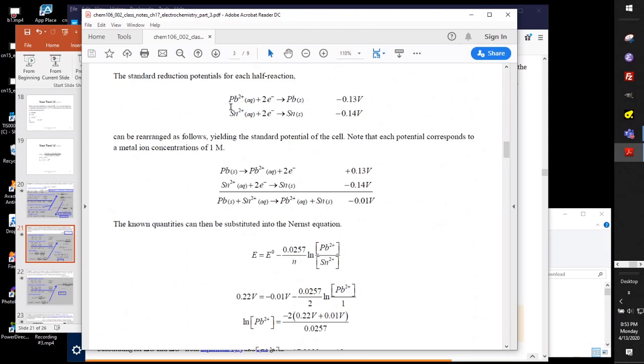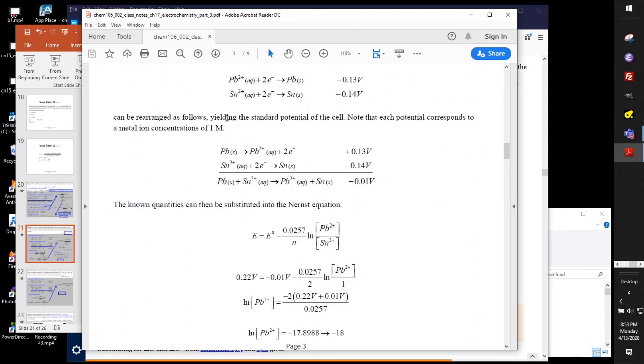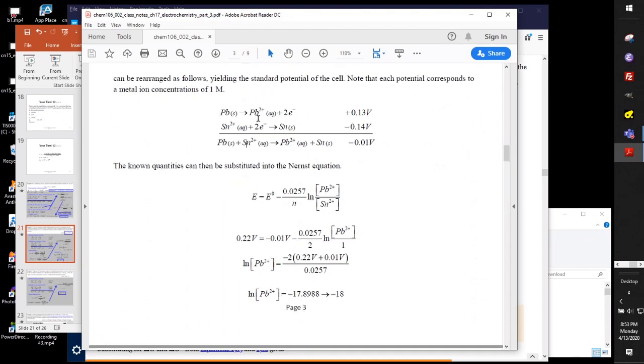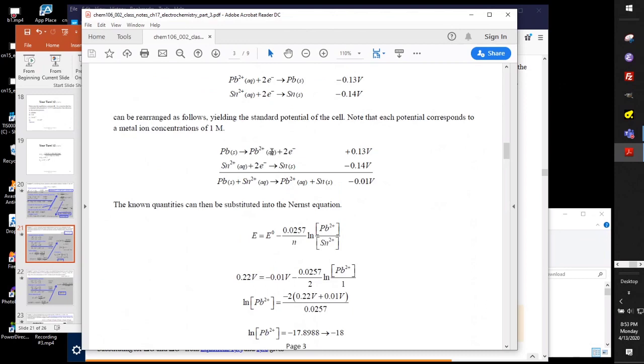Here are the standard reduction potentials for each half cell. So what we need to do is rearrange these in such a way that, let's see, we have lead. We're going to oxidize the lead, so that reverses the sign. We get plus 0.13 volts. We'll keep the tin being reduced at minus 0.14 volts. And the overall cell reaction would be the sum of those two, which would be minus 0.01 volts.